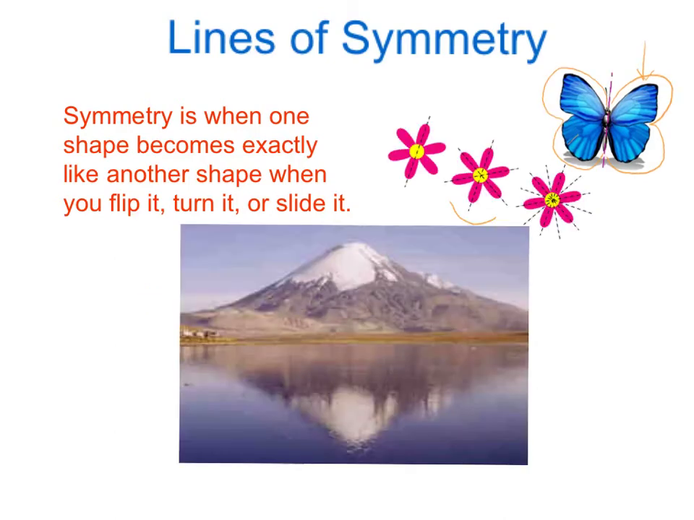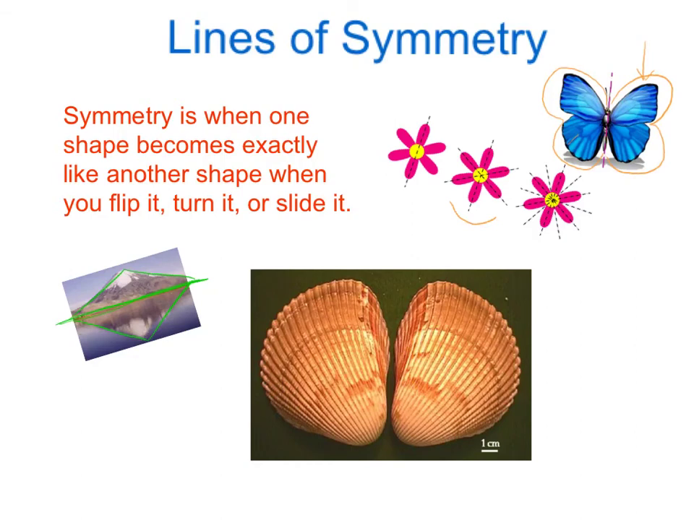Do you see the line of symmetry here with the mountain? If I cut this mountain in half, I have the exact same shape on top and on bottom. There is one line of symmetry through this shape. What about these seashells? If you look right down here, these seashells were connected, and I can open them apart, and they have symmetry on either side of that line. One line of symmetry.